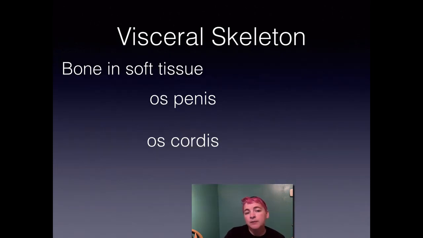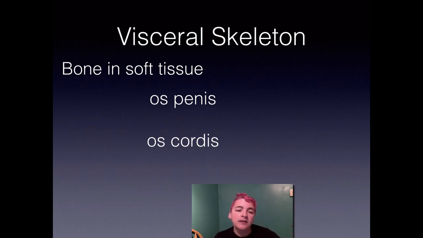Visceral skeleton would be bone found in soft tissue. Two examples that we will look at are the os penis and the os cordis. The os penis is found mostly in dogs. It is a bone found within the penis. When the male dog is engaged with the female, the os penis kind of hooks into the pelvis of the female, making it much more difficult for them to separate, allowing them to get their job done.